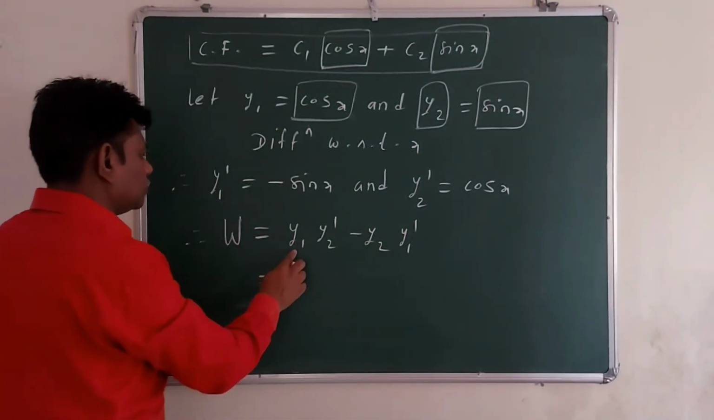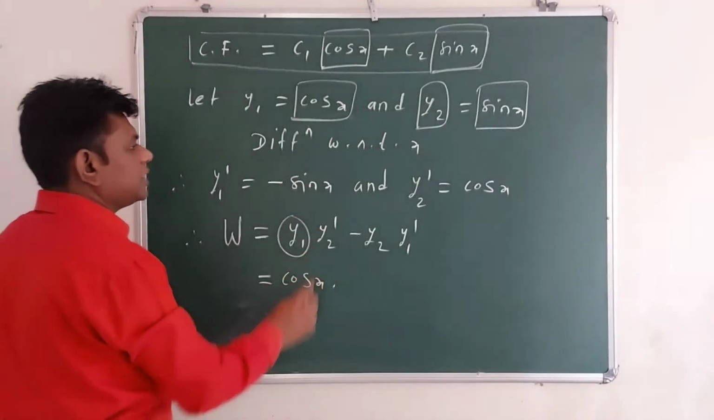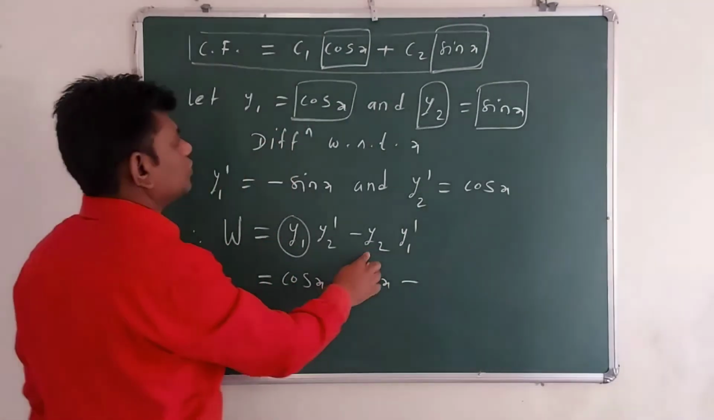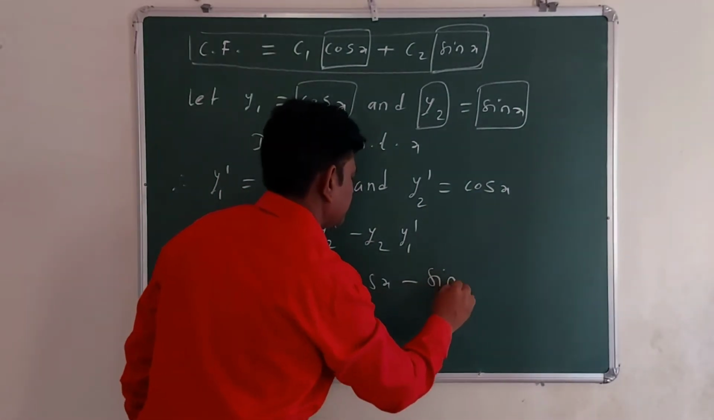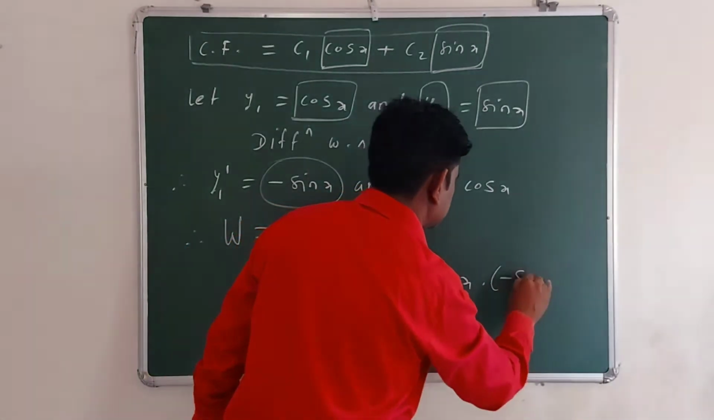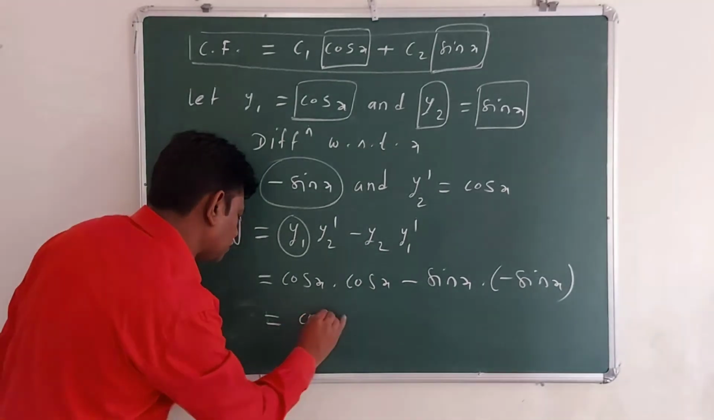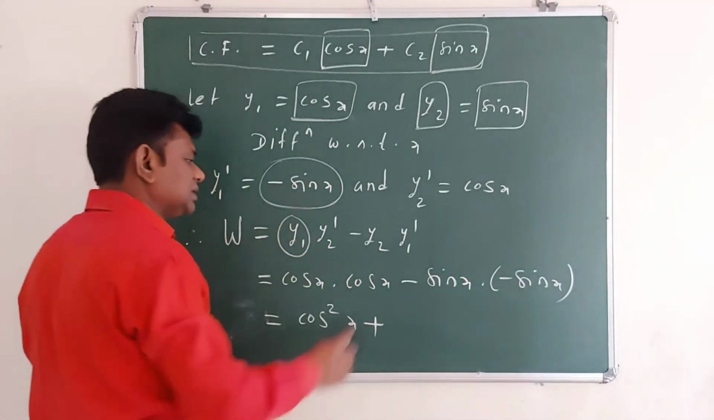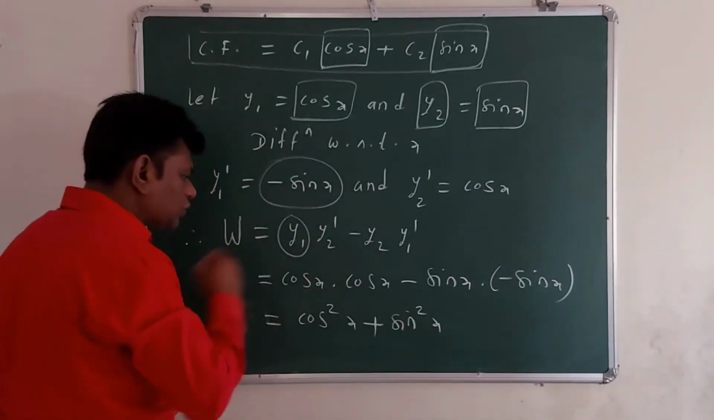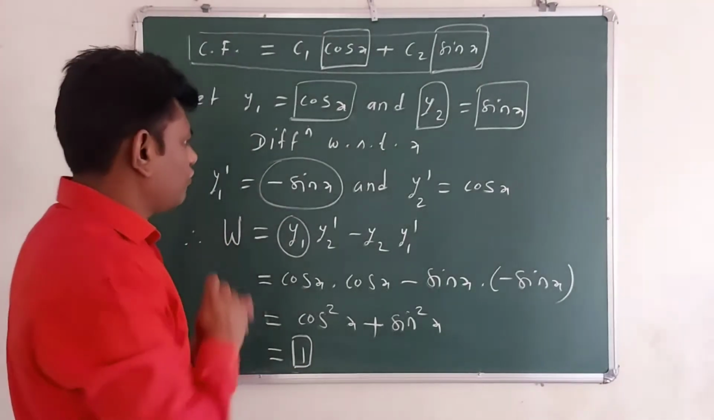Now y1 is cos x, times y2' which is again cos x, minus y2 which is sin x, times y1' which is -sin x. This is equal to cos x times cos x, which is cos²x, minus minus, that is plus, sin x times sin x, which is sin²x. Now cos²x + sin²x is 1. So here the Wronskian is 1.